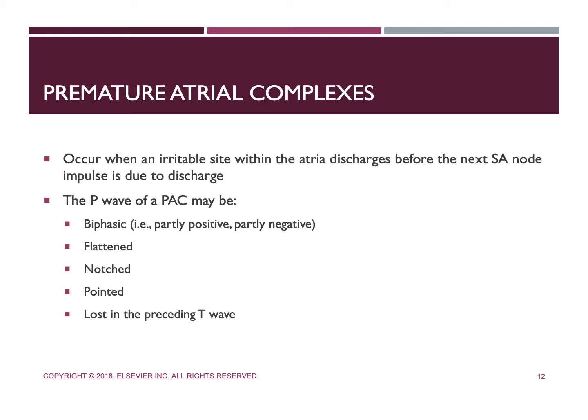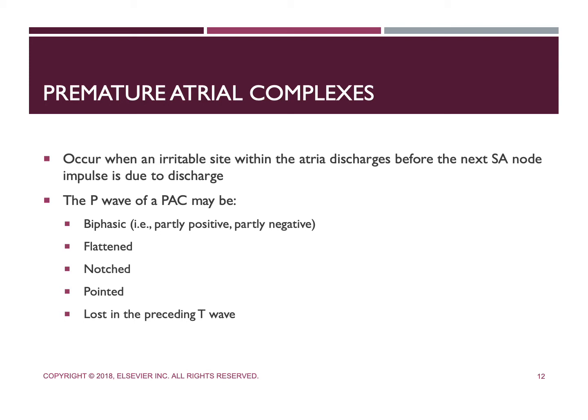Now, a PAC occurs when an irritable site, like a focus, within the atria fires before the next SA node impulse is expected to fire. What this does is interrupt the sinus rhythm. So if that irritable site is close to the SA node, the atrial P wave will look very similar to the P waves initiated by the SA node.